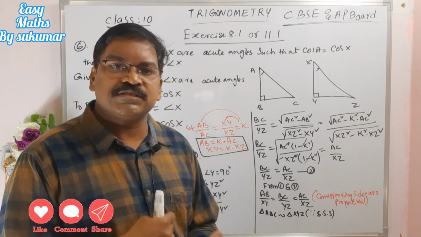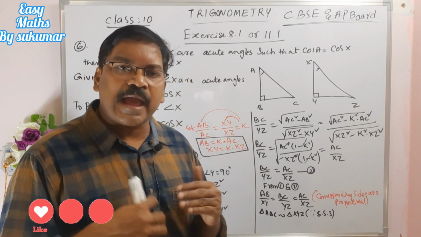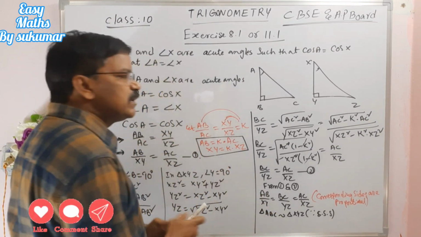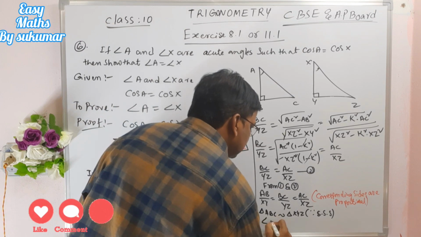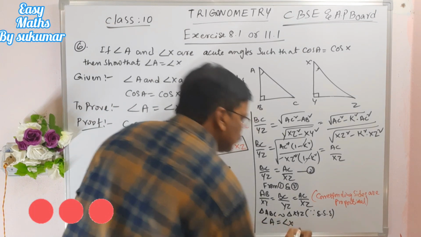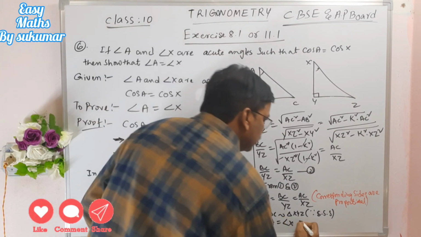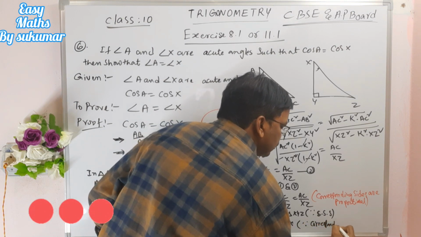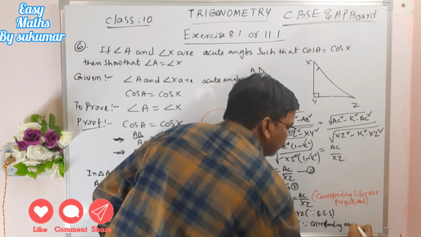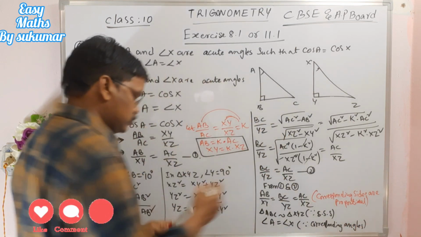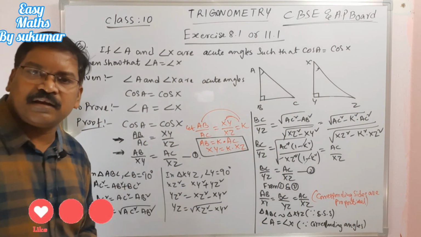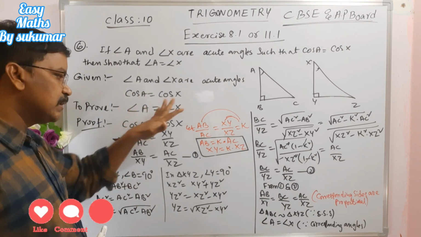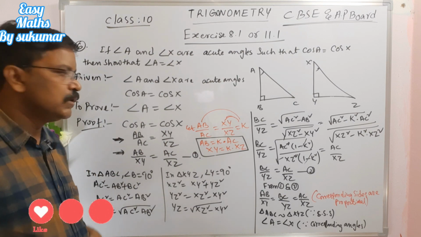Whenever the two triangles are similar, then the corresponding angles are equal. That means here that angle A must be equal to angle X. So these are corresponding angles. Therefore, angle A and angle X are equal. Hence, it is proved. Actually, we have to prove that angle A and angle X are equal.